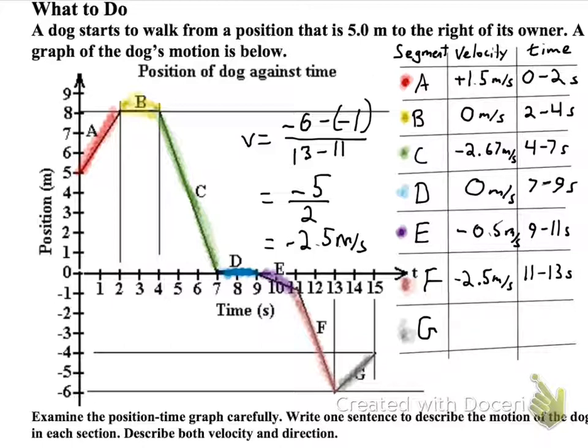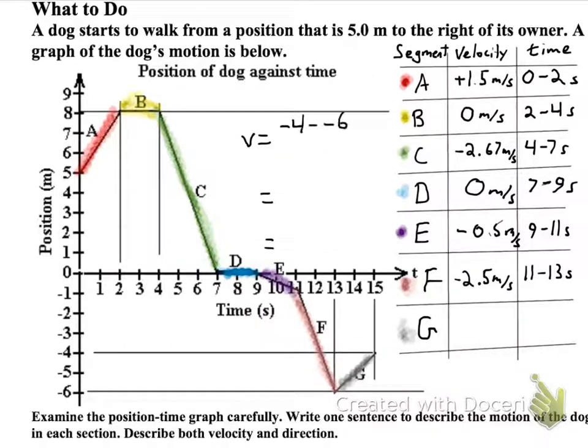And then finally for G, what do you think our velocity is going to be? Is it going to be positive or negative? Well, it's sloping upwards, so I think we're going to switch back to positive. Let's see if the math checks out. Final position was negative 4, initial was negative 6, so we actually went up 2 spaces there over 2 seconds. So for there, our velocity was positive 1 meters per second.